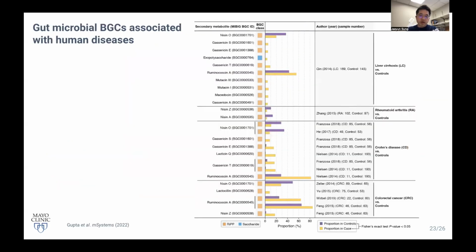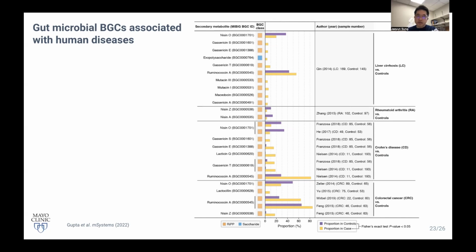Next, we look into whether gut microbial BGCs have any association with human diseases, given that their products could be bioactive inside their host and doing something to our immune system. So we ran TaxiBGC on public data sets for liver cirrhosis, rheumatoid arthritis, Crohn's disease, and colon cancer. Purple bars will indicate the prevalence of that BGC in healthy controls. Yellow bars are the prevalence in cases. So prevalence you can think of as the frequency of presence and absence of those BGCs.